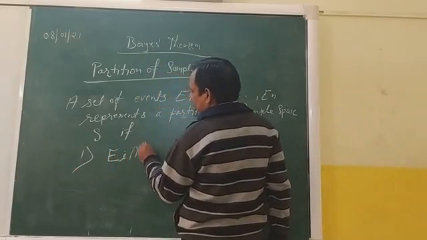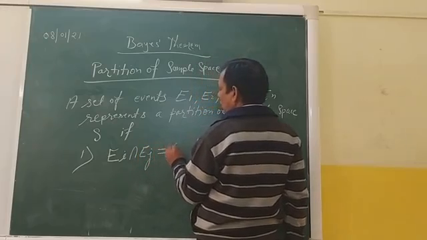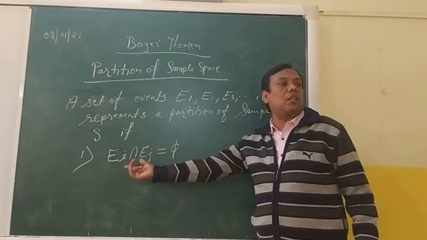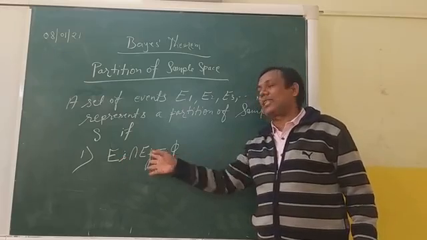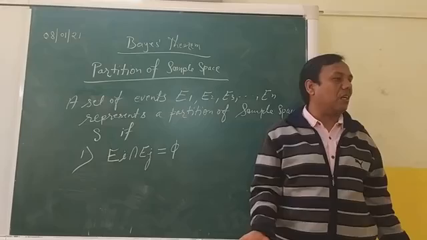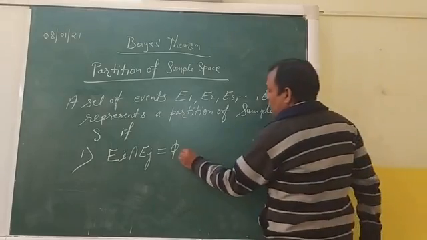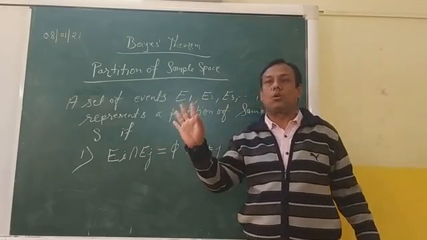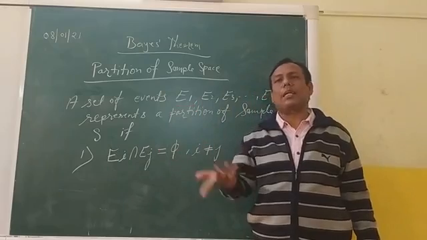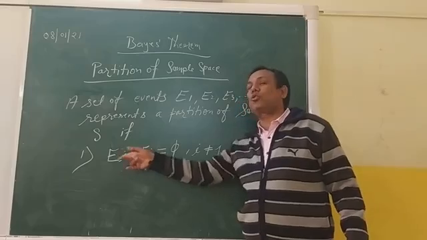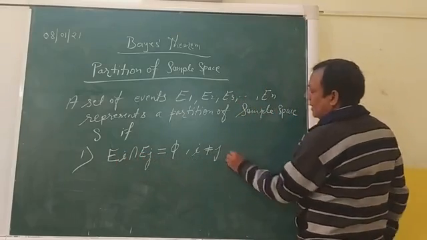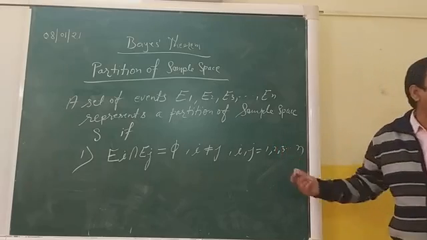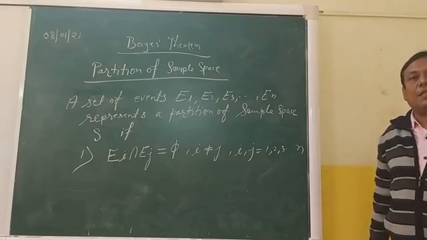Ei intersection Ej should be equal to phi. It means that between any two events there should be nothing common. E1 intersection E2 is phi, E2 intersection E3 is phi, whatever you take. But one condition is that i is not equal to j. You can't take E1 intersection E1, because that is E1, so you are not taking anything common. The values of i and j range from 1, 2, 3 up to n. So this is the first criterion for partition of sample space.